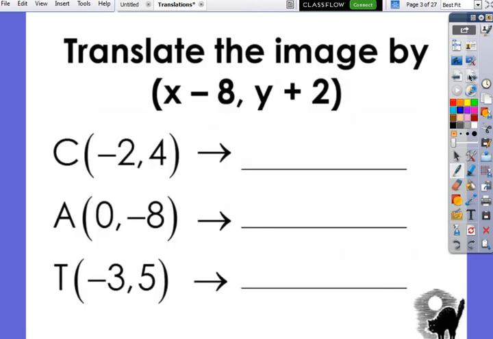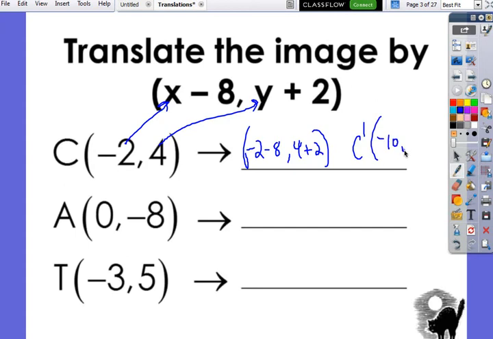If it says translate the image, you take your x number and your y number and plug them in. So -2 minus 8, 4 plus 2, work that out. So C prime would be -10, positive 6.